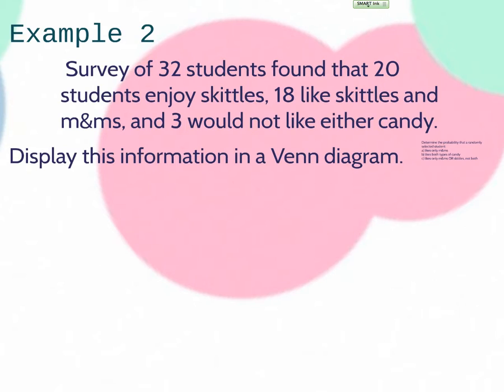So here's the first part of the last example. A survey of 32 students found that 20 students enjoy Skittles, 8 like Skittles and M&Ms, and 3 would not like either candy. The first thing we're going to do is display this information in a Venn diagram. I'll give you a chance to write that down before we start going through this.